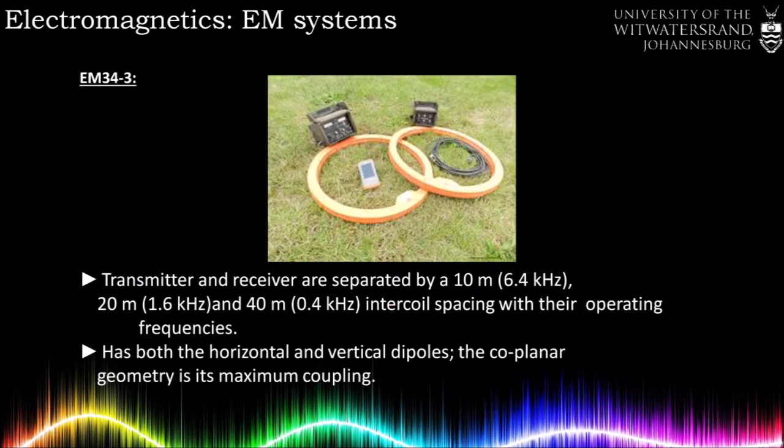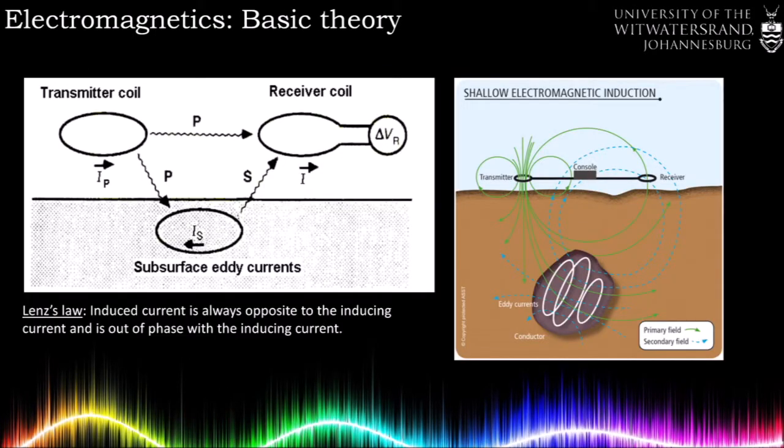The EM34 is the other system we use. It's again a frequency domain system, but this one we can actually have different coil separations and different frequencies for. Obviously the larger the coil separation, the deeper you are sounding, as well as the lower the frequency. If you remember from the skin depth formula, the same thing applies to EM, that exact same formula. So again, frequency and conductivity will play a role. And then maximum coupling: you see the direction of the magnetic fields.